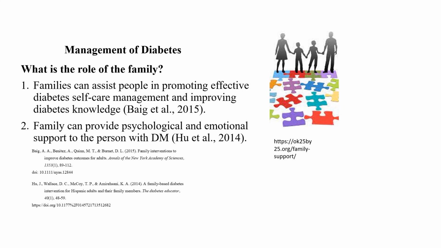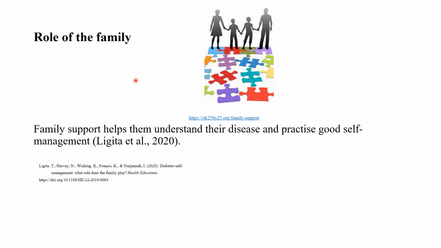Since the family members are present here, I will go through why family support is important in managing type 2 diabetes. Family can assist people in promoting effective diabetes self-care management, and it can improve diabetes knowledge. Family can provide psychological and emotional support to the person suffering from diabetes. Family support helps them understand the disease and practice good self-management as well.